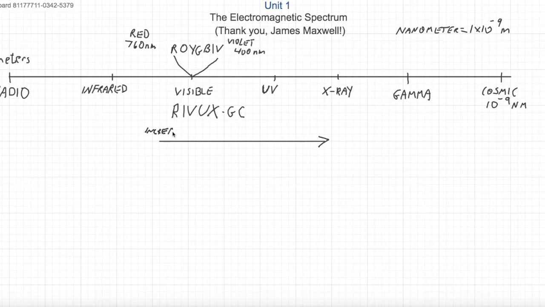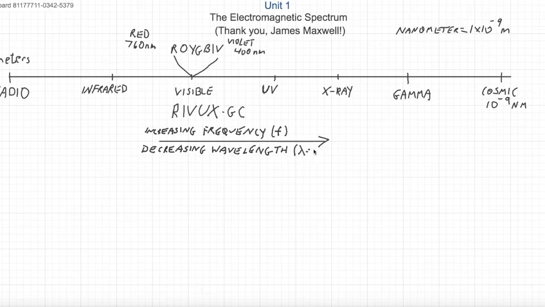So as we go from left to right, there's increasing frequency of the rays. And if the frequency increases, there's decreasing wavelength as we go from left to right. We abbreviate wavelength with the Greek letter lambda. And the speed of light, or the speed of any of the waves, is equal to the wavelength times the frequency.